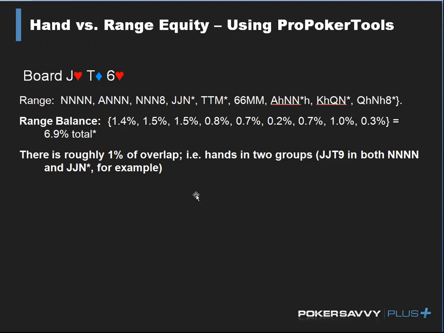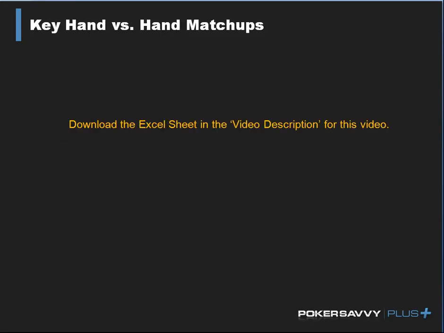Here we're going to look at hand versus range equity, and I'm going to talk before we go plug stuff in on Pro Poker Tools about what these numbers represent, what these codes represent, and how you can make the right decisions about balancing a range, constructing a range in order to get the right mix of hands.